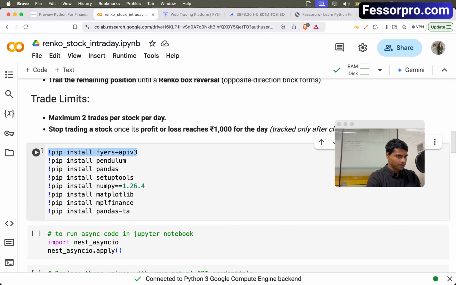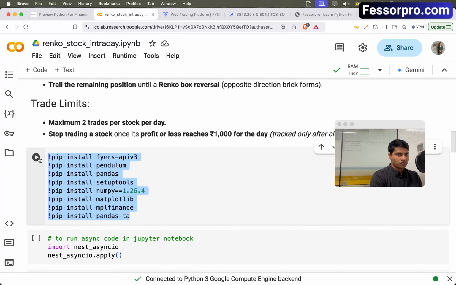First, I'm using the Fyers API, and the Pendulum library, which I'm using to deal with the time zone. Then the pandas library, setuptools, and the numpy library. Why I'm downgrading the numpy package is because I want to make pandas ta work. Pandas ta requires this numpy version, that's why I'm downgrading numpy. Matplotlib library to disable the graphs, mplfinance to calculate the Renko charts. So these are all the libraries that you have to install.